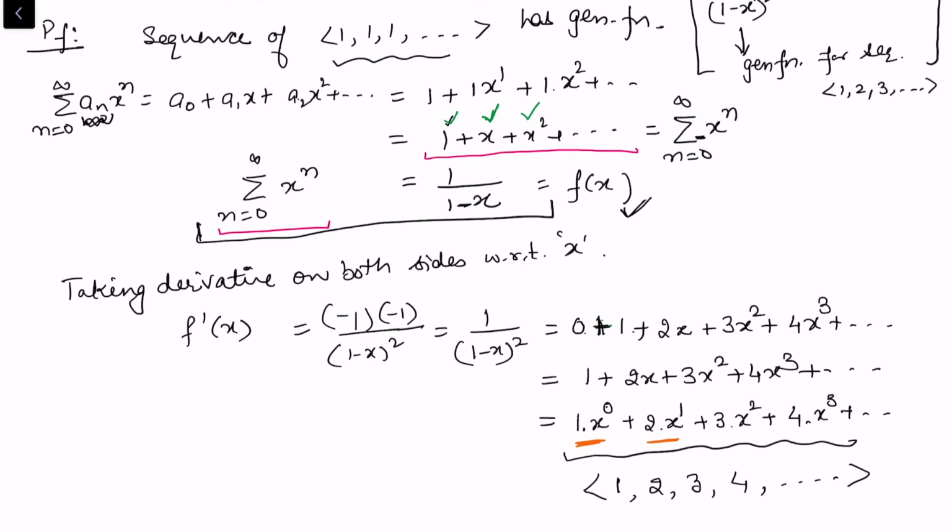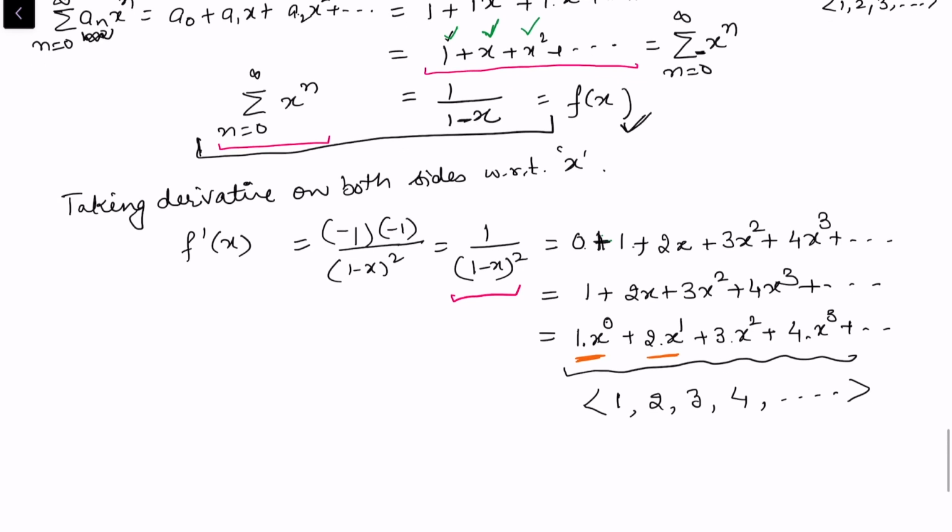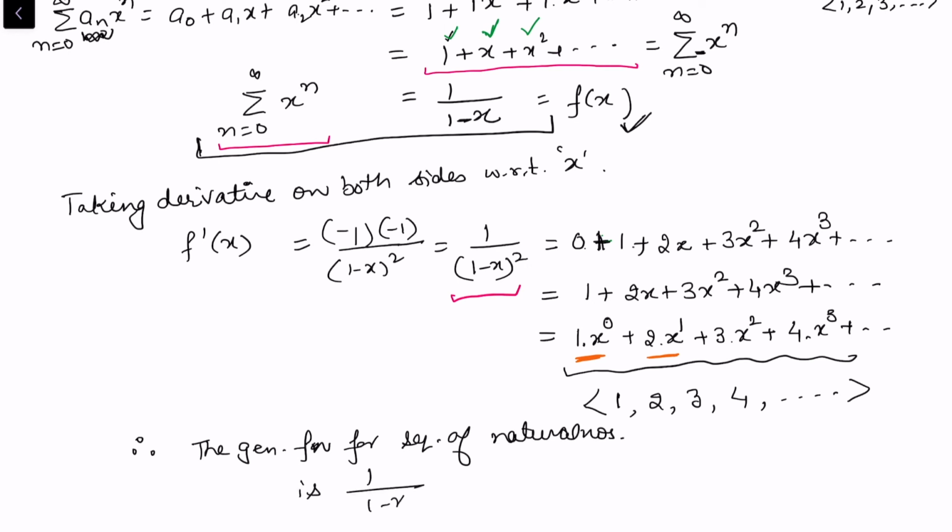And for this, if I look at the left hand side, what is the function? What is the closed form that I can see? That is 1 over 1 minus x square. So from here also we can simply say the generating function for the sequence of natural numbers is 1 over 1 minus x square.